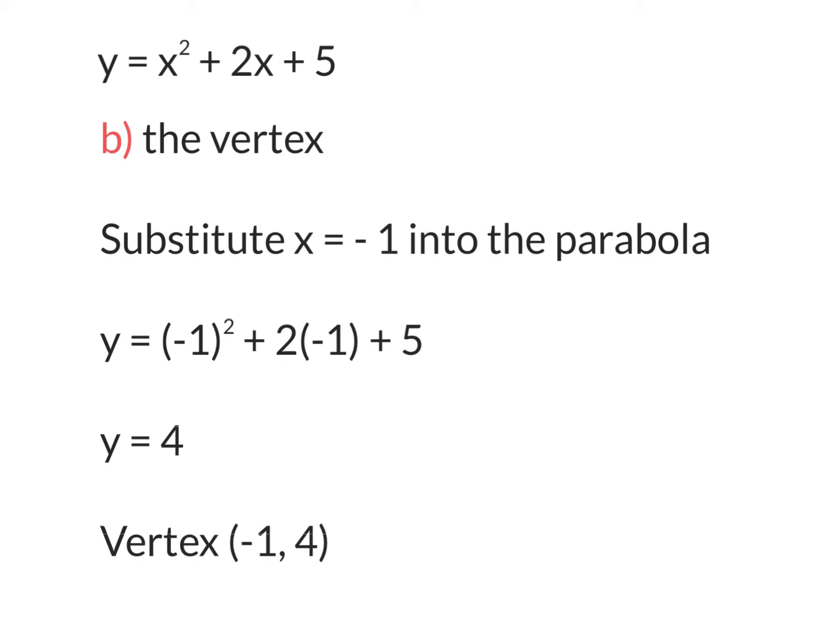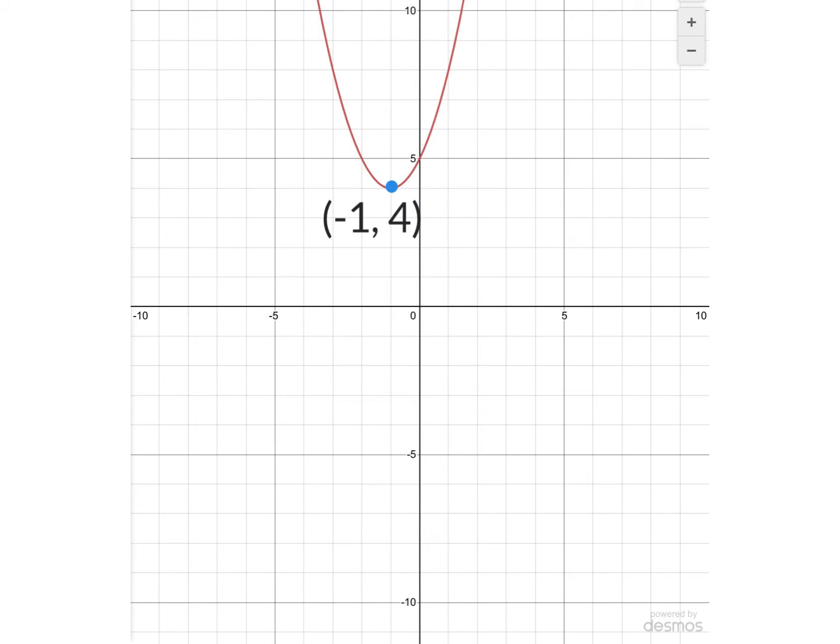We know that the parabola is concave up, so we get our parabola sketch. Vertex at minus 1, 4, minus 1 across, 4 up, concave up, and sketch it. You can see that it passes through the y-axis at 5, and we've learnt before how we can find that point.